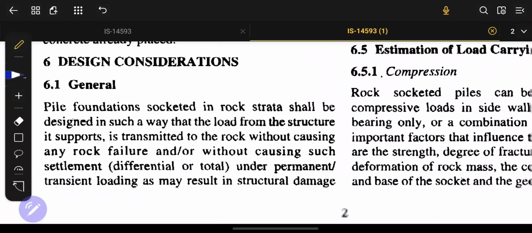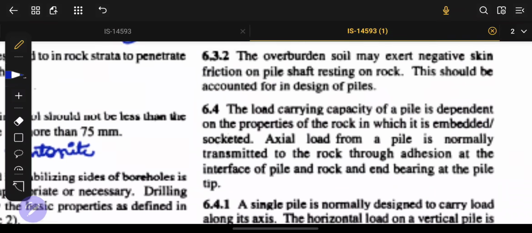Then design consideration. So what should we keep in consideration while designing the piles in rocks? So our structure should not fail, and our rock should also not fail. You should have enough structural capacity, like pile should be able to take the structural loads, and when we are transferring these structural loads to the rock, your rock should not fail. That's all is given in this paragraph. So let's go ahead.